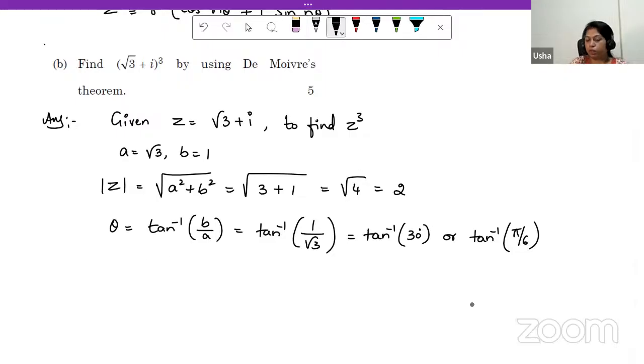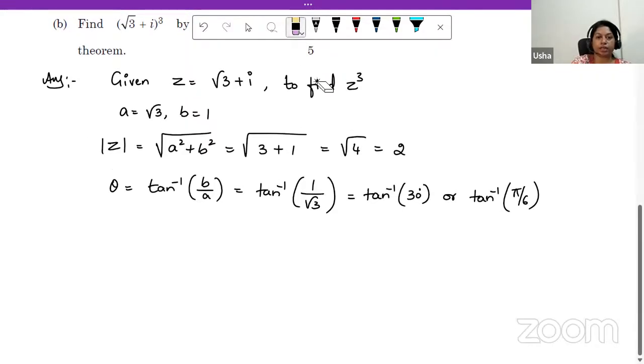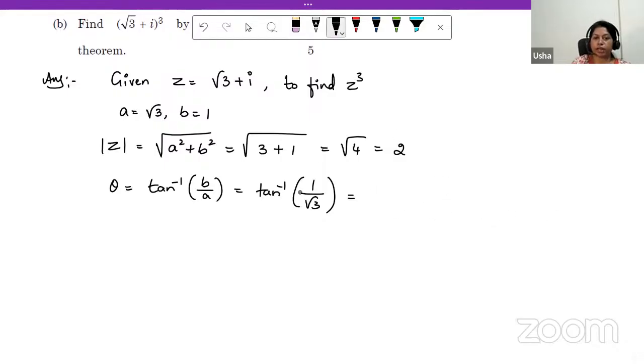All of you are aware of the trigonometric values. Tan inverse of 0, 1, 0, 30 degrees, 45 degrees, 60 and all that. Is everybody aware of that? So tan inverse 1 by root 3 is 30 degrees, or you can write pi by 6.